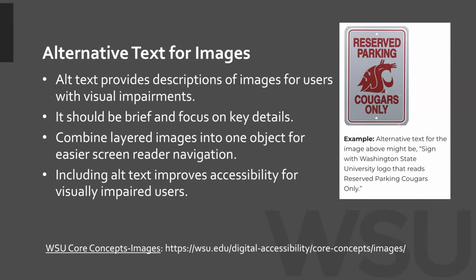On the right side of this slide, I have a screenshot of a reserved parking sign. It's a gray sign that says reserved parking, Cougars only. An example of alternative text for this image might be something like sign with Washington State University logo that reads reserved parking, Cougars only. It's really important for images that have text on them to also state that text within the alternative text, so someone using a screen reader will have the same experience. They will not be able to read the text on an image unless it is specified within the alternative text.